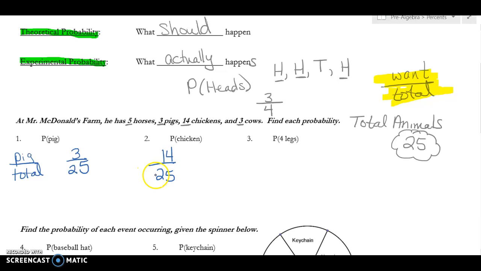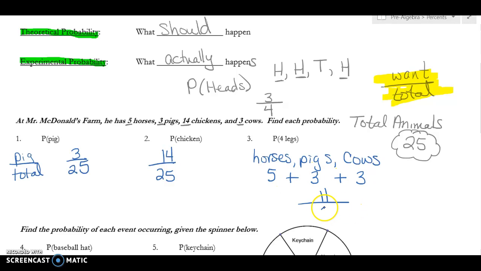Number 3, the probability of an animal having 4 legs. Well, horses have 4 legs, so do pigs, and so do cows. Chickens don't have 4 legs, so I have my 5 horses, my 3 pigs, and my 3 cows. So together, I have 11 animals that have 4 legs out of my total of 25.